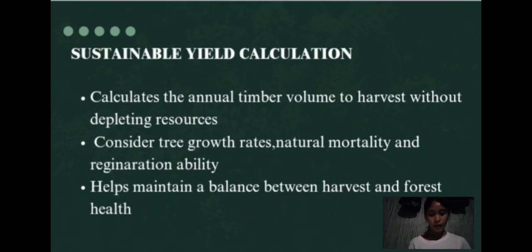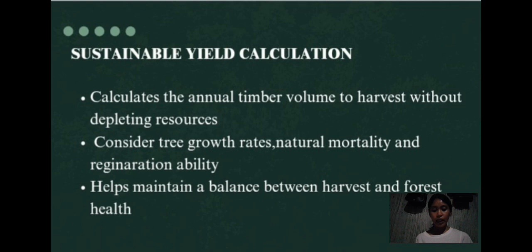And we have the sustainable yield calculation. It calculates the annual timber volume to harvest without depleting resources. Ibig sabihin, it involves determining the amount of timber na pwedeng i-harvest bawat taon nang hindi naubos yung forest resources. And also, we consider tree growth rates, natural mortality, regeneration ability.